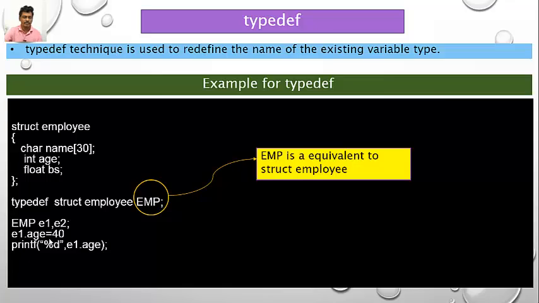For E1, we simply write E1 dot age equal to 40. That 40 is assigned to age, and then printf of E1 dot age displays 40. So EMP is equivalent to struct employee.